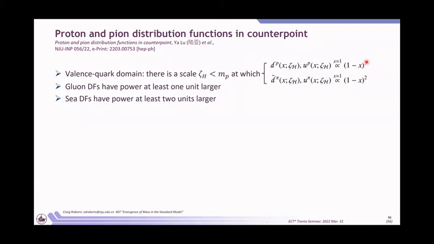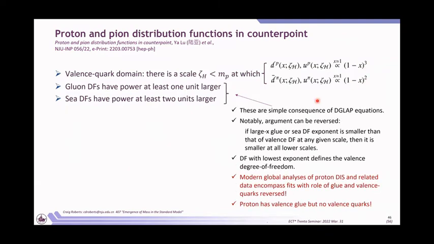As the scale increases above zeta H, these numbers increase. Just looking at the evolution equations, it's obvious that the gluon distribution functions have a power that's at least 1 unit larger, and sea distribution functions have a power that's at least 2 units larger than these in each different case. The argument can also be reversed. If at large x, the glue or sea distribution function exponent is smaller than that of the valence degree of freedom, then it's also smaller at lower scales. And by definition, a valence degree of freedom is the object with the lowest exponent.